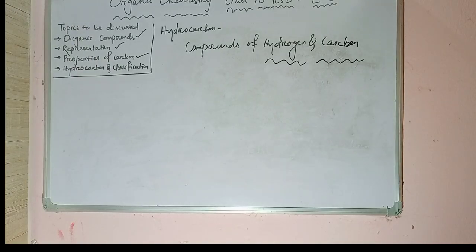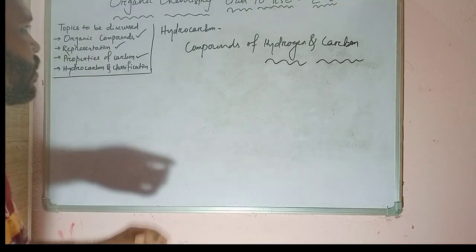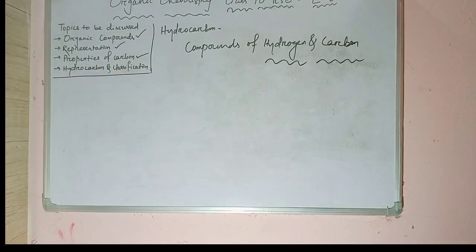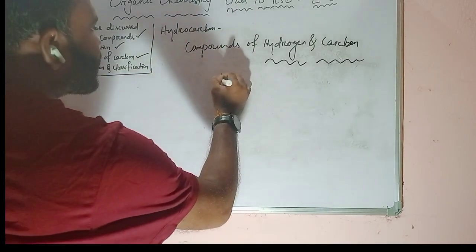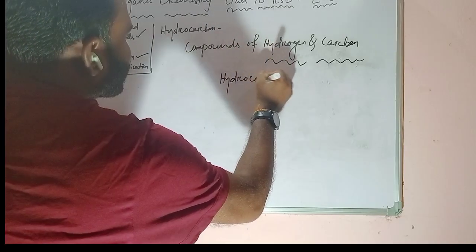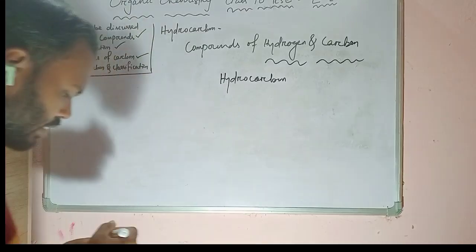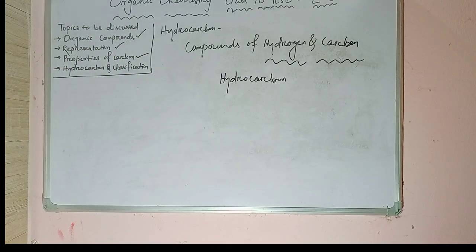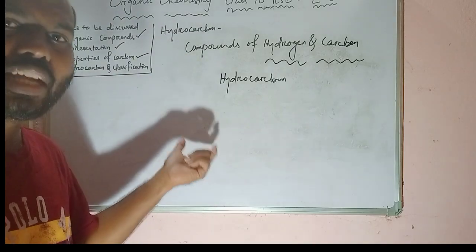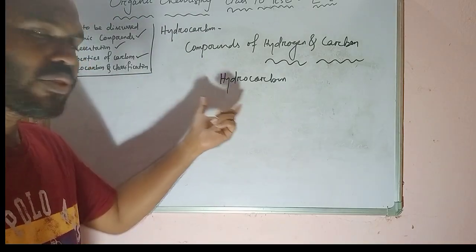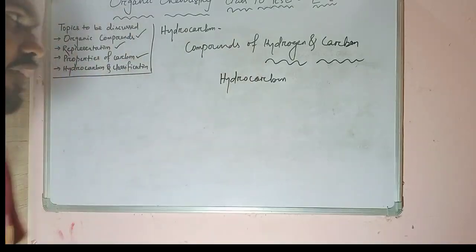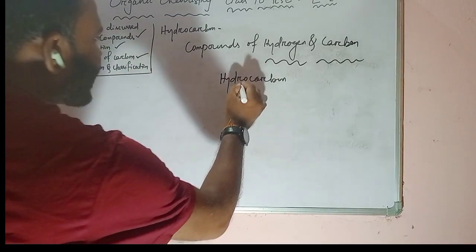Now what shall we do? As we have defined hydrocarbons, let's classify them. Hydrocarbons can be classified into two types. As I am following the syllabus of ICSE only, that's why I am doing this classification. For higher classes, the classification is a little different. So hydrocarbon can be classified into two types.